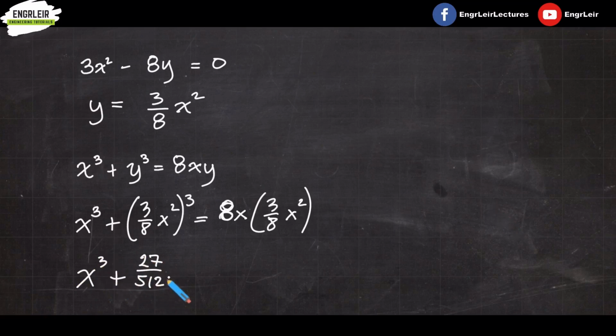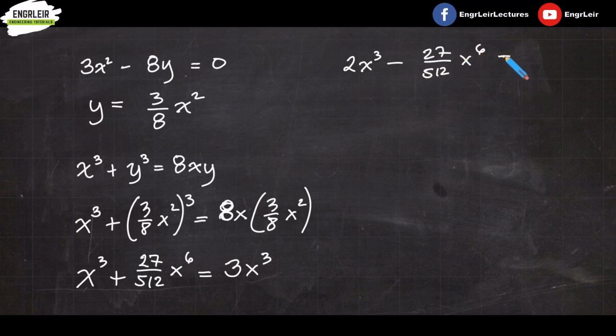27 over 512 x raised to 6. This is 3x cubed. Okay? Then I'll put all the x cubed terms on one side. So this becomes, of course there's x cubed there, 2x cubed minus 27 over 512 x raised to 6 equals 0. To solve for x, we need to get the roots of this equation. So, first, I can factor out the x cubed. Let's try that. We have x cubed times 2 minus 27 over 512 x cubed equals 0.